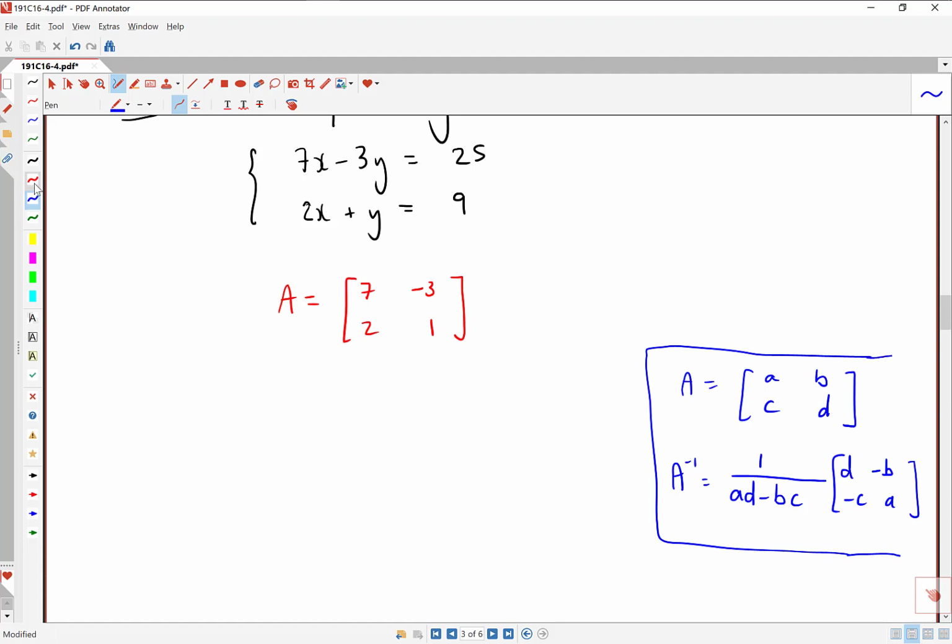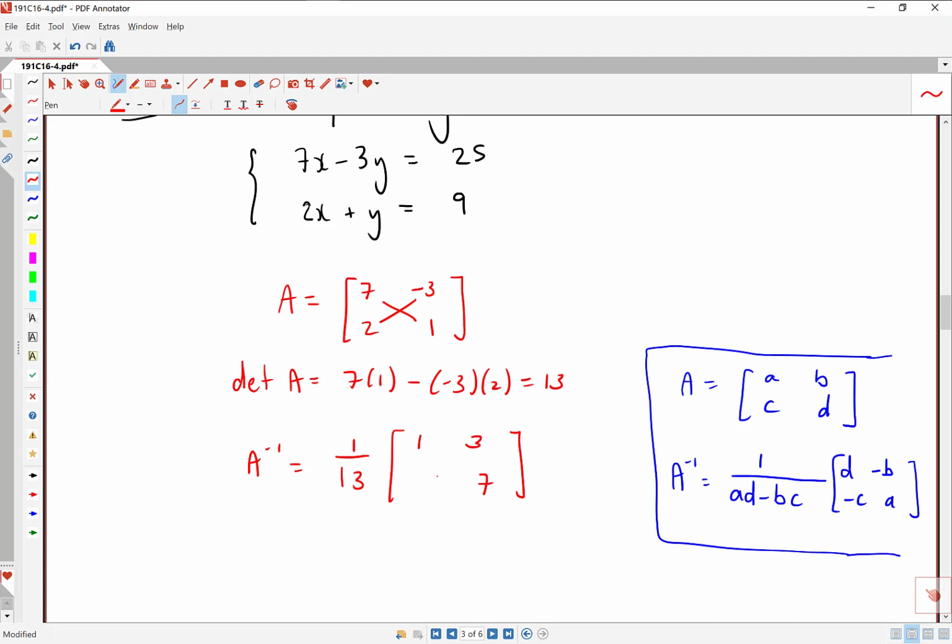All right, so with that formula in mind, first thing I would do is just calculate this determinant of A. So we go 7 times 1 minus the product of the backwards diagonal, so negative 3 times 2. So 7 plus 6 gives us 13. Okay, and then once we have that number, then we can write down A inverse. A inverse is going to be 1 over 13 times the following matrix. The 1 and the 7 change position, and the off-diagonal entries just get their signs changed.